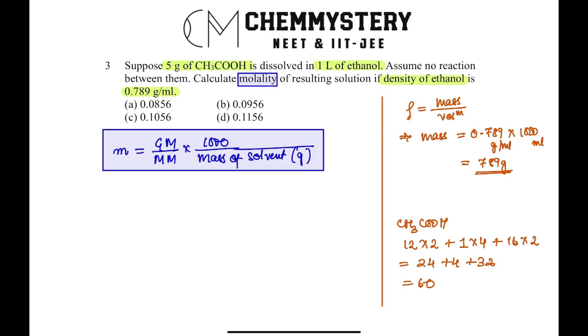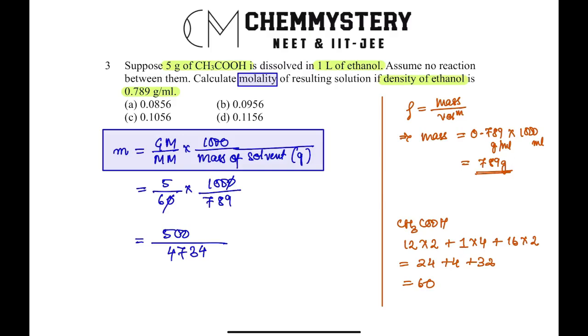Let's put into the formula and try to find out the molality. Given mass of the solute is 5 gram. Molecular mass we just found, 60, into 1000 by mass of the solvent, 789. If I cancel it out in this way, finally how much am I getting here? 500 divided by 6 into 789. So this will be 4, 3, 7 and 47.